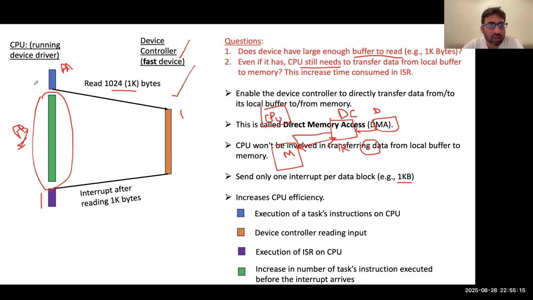Why? Because earlier we were using the CPU for running the ISR. And as a result of that, we had to stop the execution of program B. Now we don't need to do that, because we can directly transfer the data from the local buffer to the memory. And as a result, execution of program B can continue, right? And once the DMA is completed, the CPU will get only one interrupt from the DMA saying that, okay, I have transferred the data to the memory.